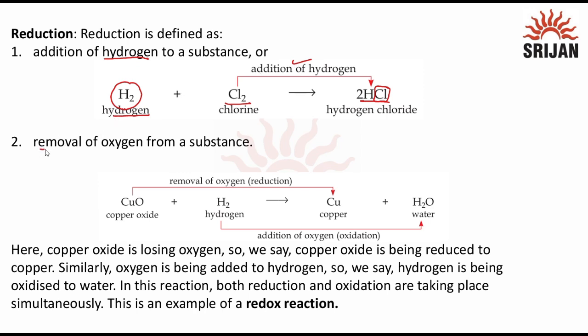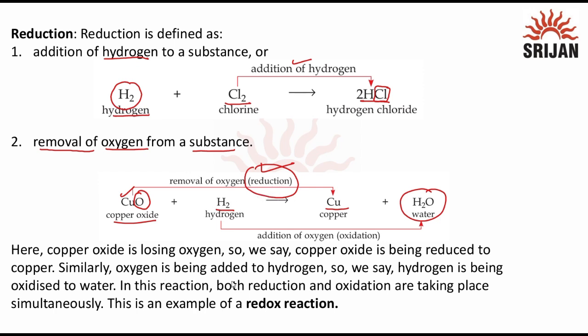Or the second way of reduction is removal of oxygen from a substance. So basically when copper oxide reacts with hydrogen, it gives copper metal and water. So here oxygen is removed from copper. That means reduction of copper is taking place here, right? So this is the second way to do reduction.